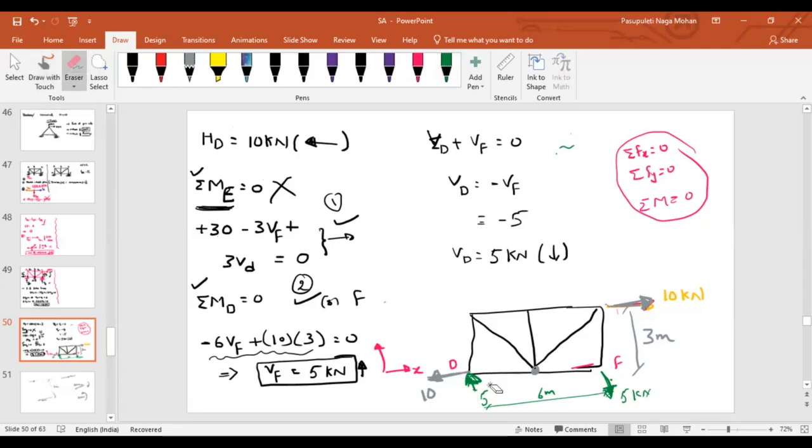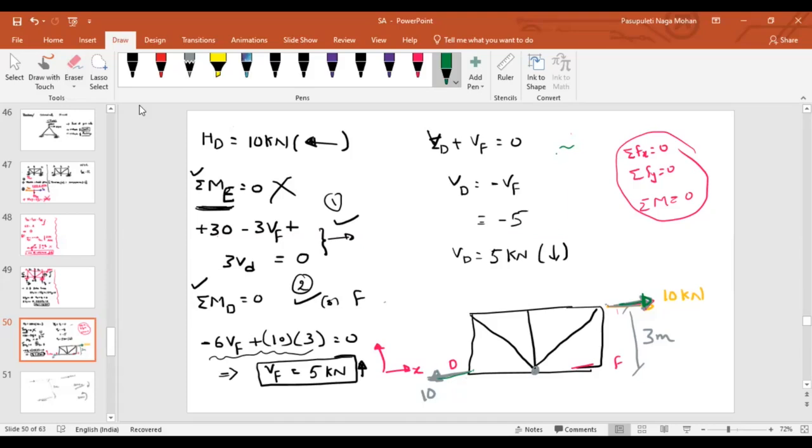But how much moment should we get? These support reactions have to generate which type of moment? Clockwise or anti-clockwise? These support reactions, 10 kilonewton and 10 kilonewton, are trying to rotate your truss in the clockwise direction. That's why your support reactions have to make anti-clockwise movement.